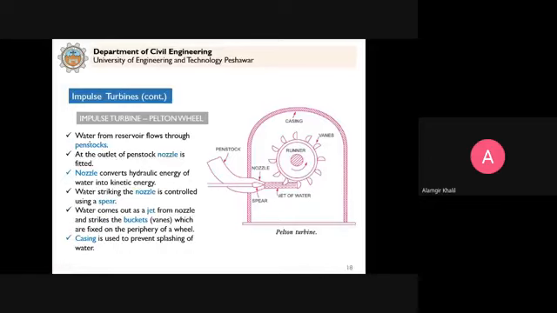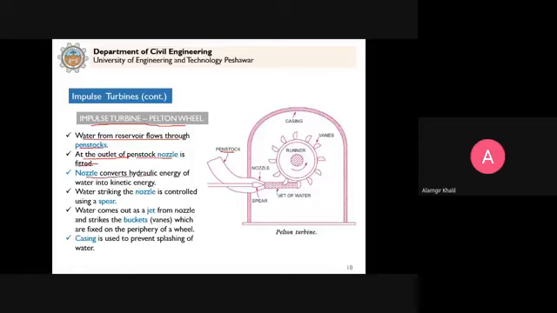So I already explained the working of impulse turbine, the Pelton wheel. Water from a reservoir flows through penstocks. The water will come through these penstocks. At the outlet of the penstock, a nozzle is fitted. So we have a nozzle. Remember, the nozzle is an integral part of the impulse turbine. You will see a nozzle in all the impulse turbines.